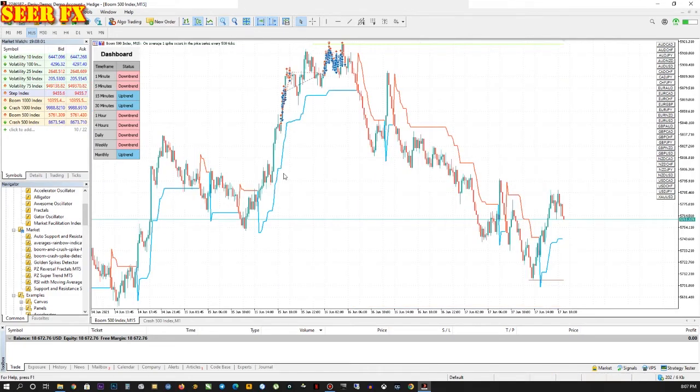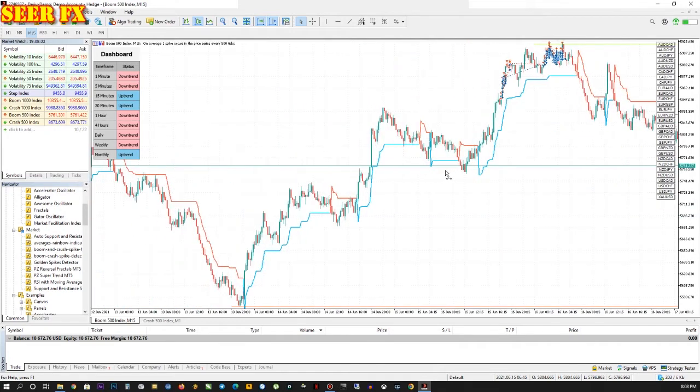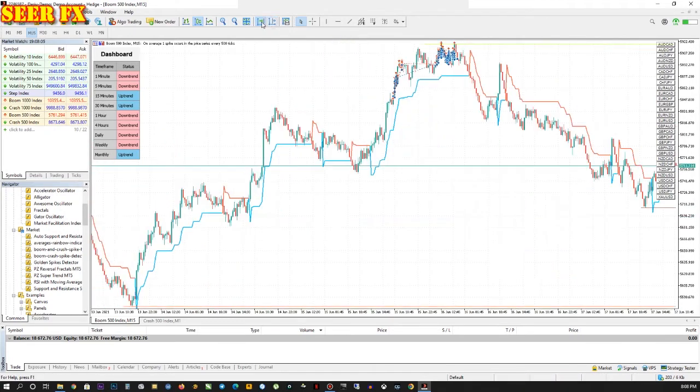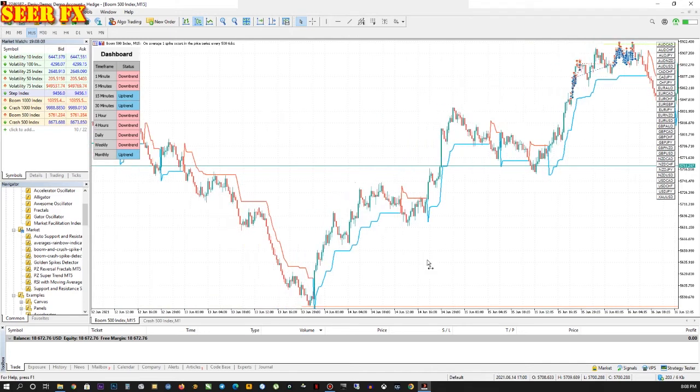Let me zoom the screen out so that you understand better. This is what I mean. Now the support and resistance screener shows that the market has reached a support line here. Once it reaches a support line, you don't enter your trade from there.